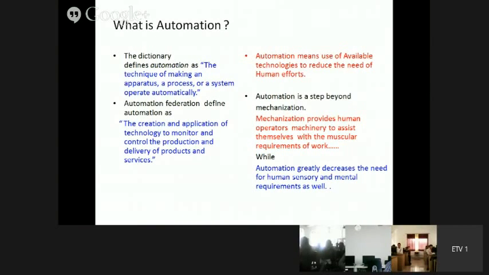So automation means use of available technologies to reduce the need of human efforts. Automation is a step beyond mechanization. Mechanization provides human operators machinery to assist themselves with the muscular requirements of work, while automation greatly decreases the need for human sensory and mental requirements as well. So this is in a nutshell the definition of automation.